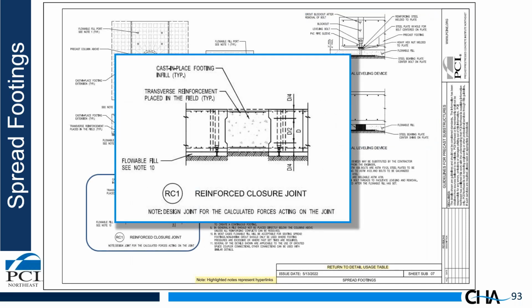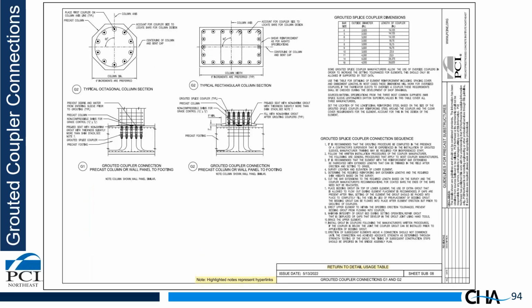We have a detail for a reinforced closure joint between footings, and the idea here is that you can make your footings smaller and connect them in the field rather easily using extended reinforcing bars from one footing to the next. Again, flowable fill used underneath the footings.